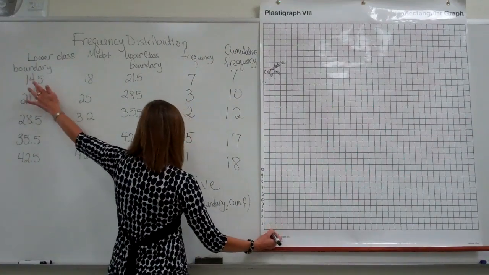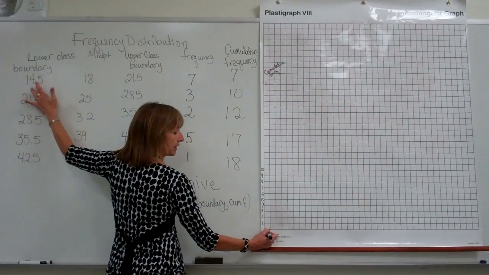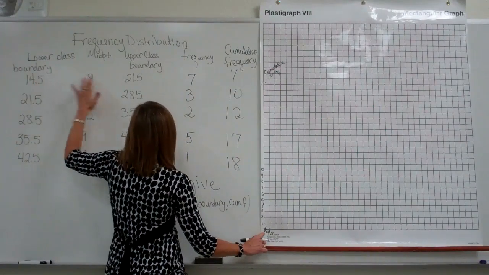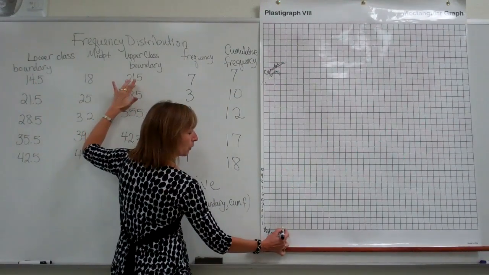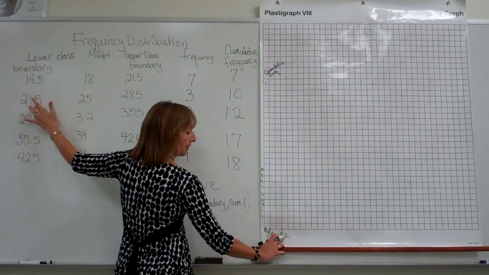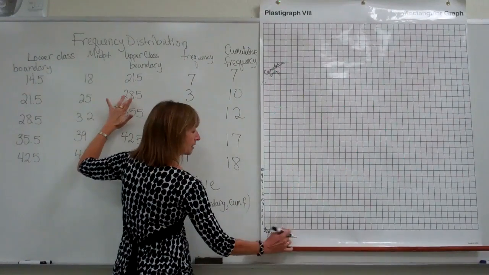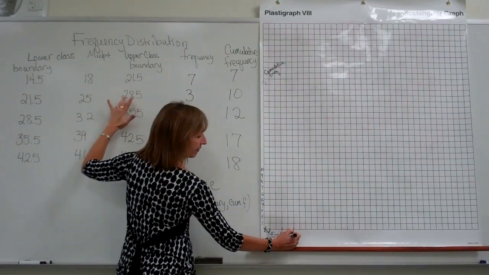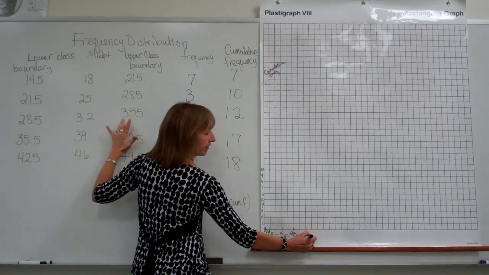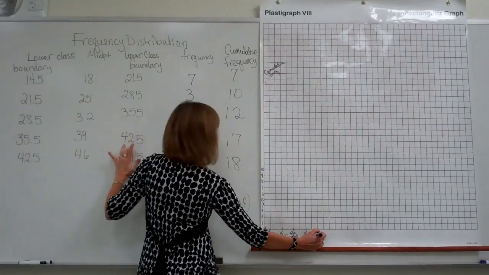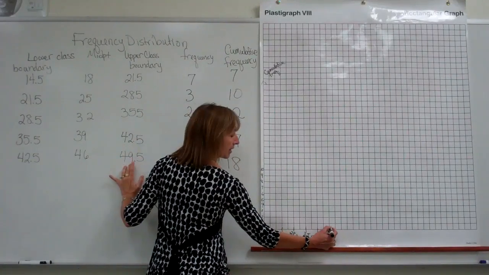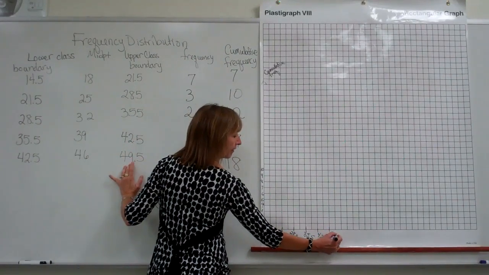So my very first class lower boundary is 14.5, and I need to make my mark to show there's an adjustment of the scaling. Its upper class boundary is 21.5, which is where the next one starts, so I don't need to write that number again. Then its upper class boundary is 28.5, and then 35.5, and then 42.5, and our last class's upper class boundary is 49.5.